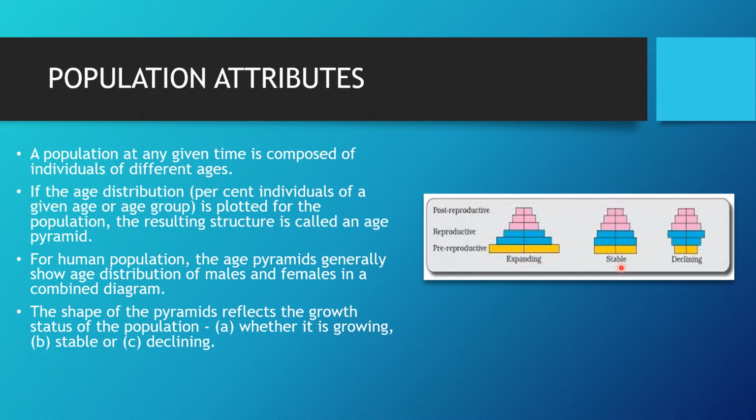The third type of age pyramid is urn-shaped. In this, the pre-reproductive individuals are fewer in number. This type of population is declining. In this case, the population growth is negative. The population of Japan is an example for a declining population.